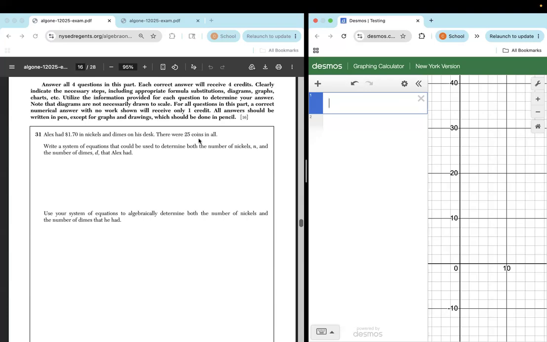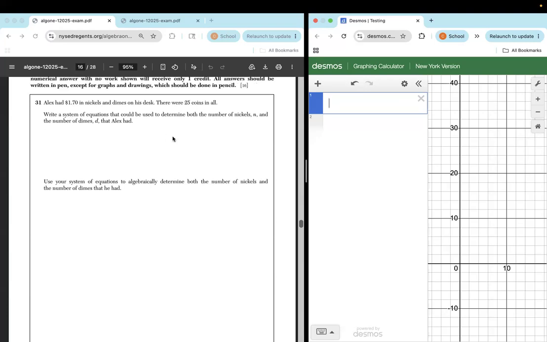They give us a situation and we are asked to write a system of equations. System of equations means two equations in this case. System means more than one. Okay, so we're given two kinds of information. One is about an amount of money, and the other is about the number of coins.